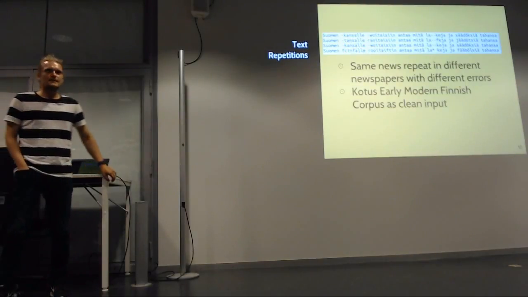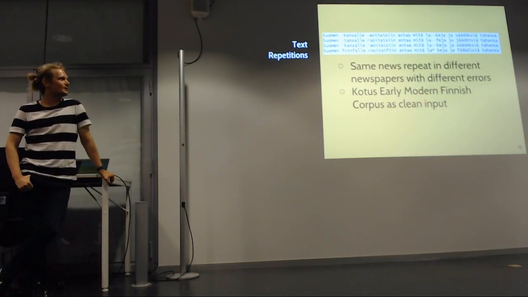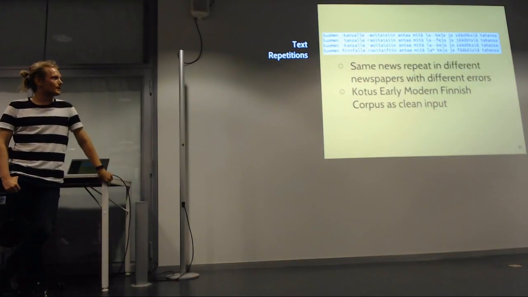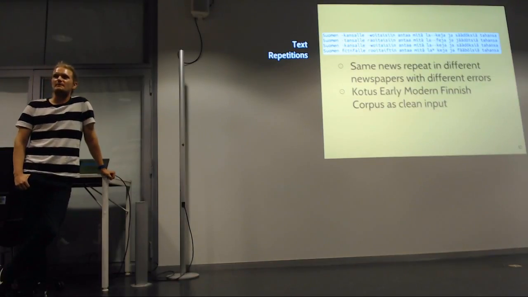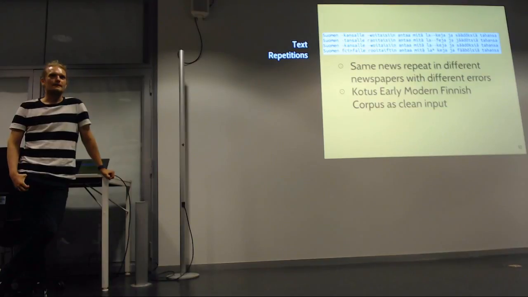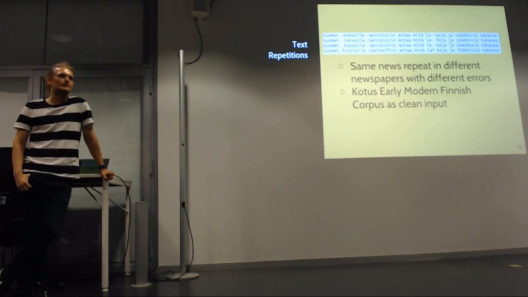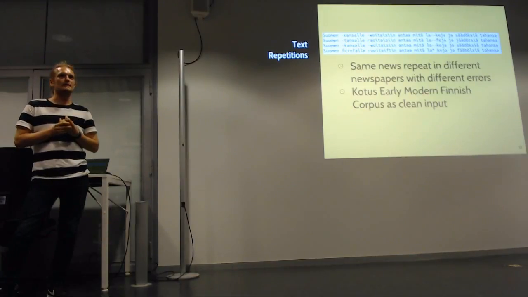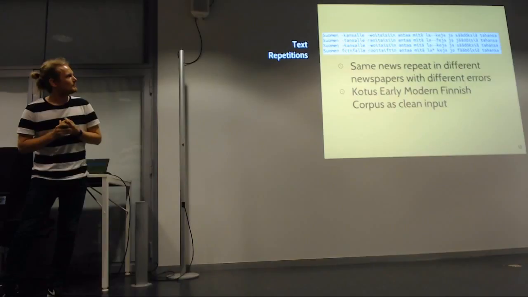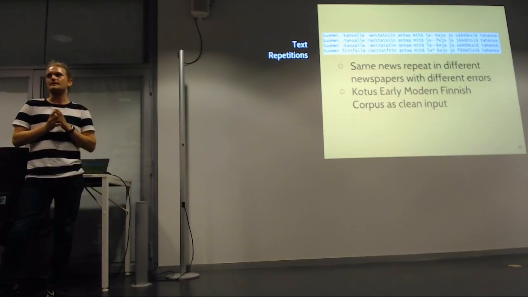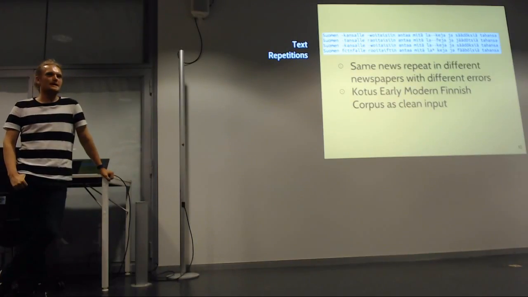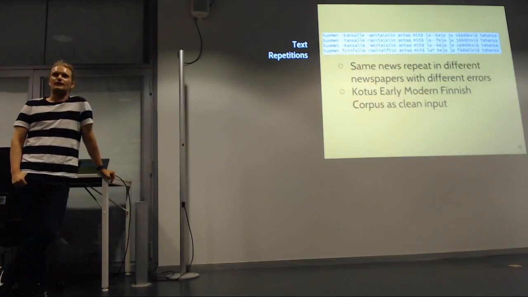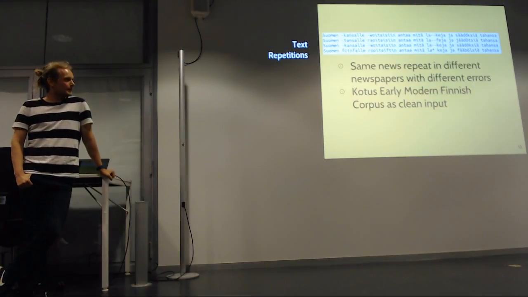One of the ways that we started doing this is that we noticed that there is actually plenty of repeating text in the whole dataset. The same news get repeated in different newspapers, and the text has been the same, but there are some differences, since the OCR in data should be as close to the target text as possible.